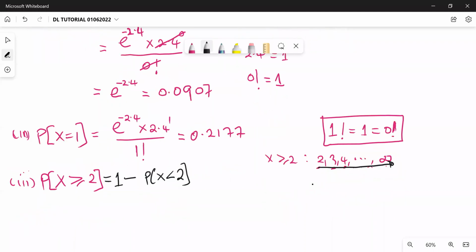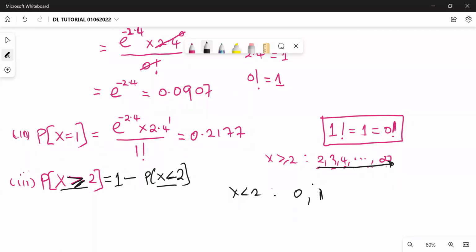Now, when you talk about x being less than 2, remember this sign is strictly less than, and this is greater or equal. If I combine this and this, I'll get all the possible values of x from 0 all the way to positive infinity, without counting any value twice or skipping any value. When you talk about x less than 2, it means that x takes the values 0 and 1.